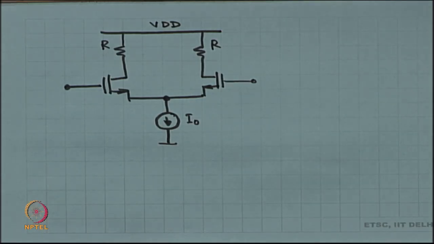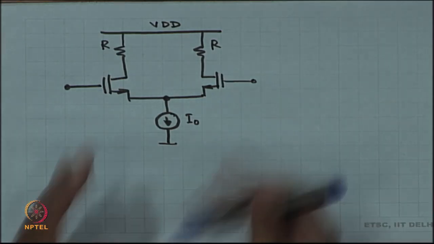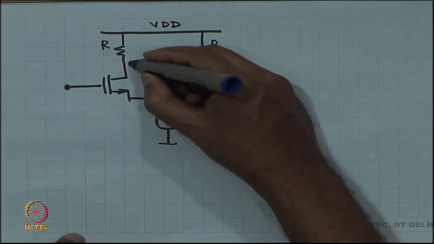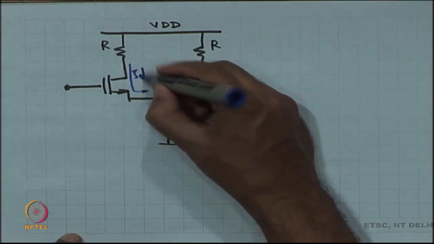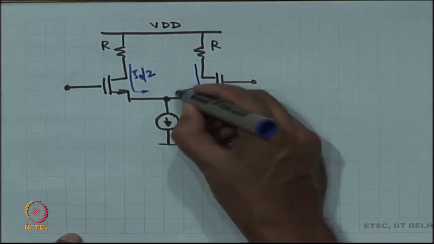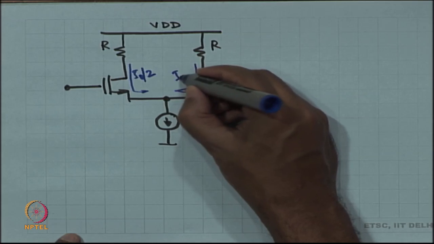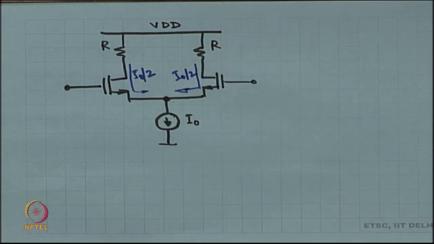Okay. So, as soon as you have a current of I naught and the circuit is symmetric, what is going to be this current? I naught by 2, and here I will get another I naught by 2. All right. So, this is just by virtue of symmetry.